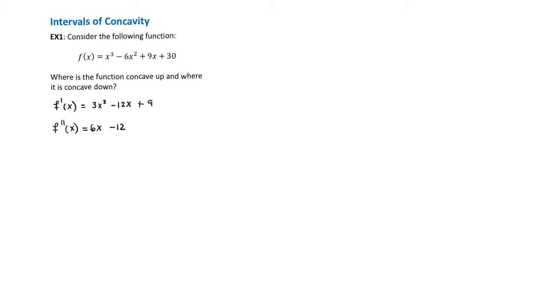Now we're going to set the second derivative equal to 0. And when we do that, we're going to have 6x minus 12 equals 0. 6x is equal to 12. X is going to be equal to 2. So this is now telling us that we are pretty much ready to investigate the sign of the second derivative.